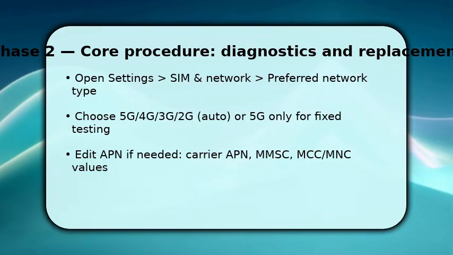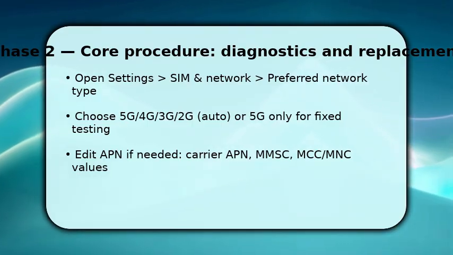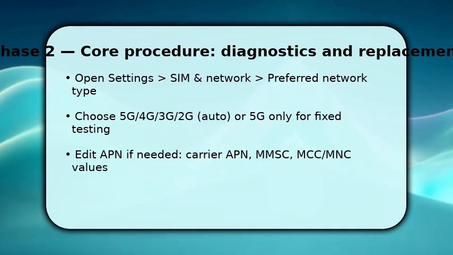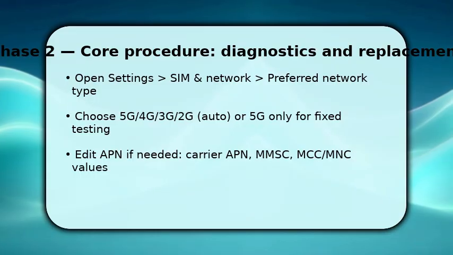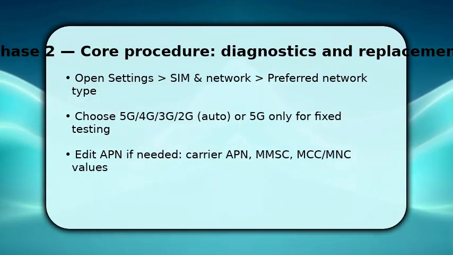If you see no 5G, edit the APN to match your carrier settings and save. Incorrect APN can block data registration. If options are missing, go to Carrier Services and install any required profile.